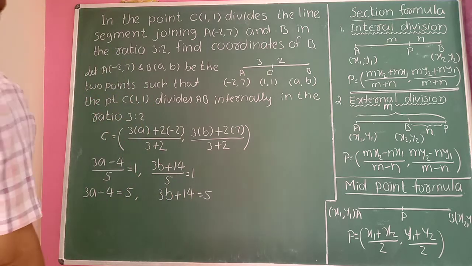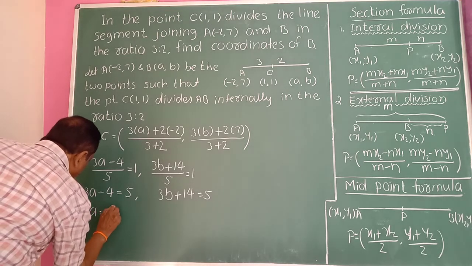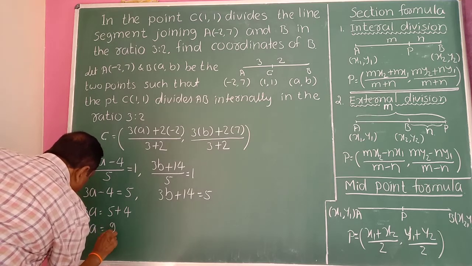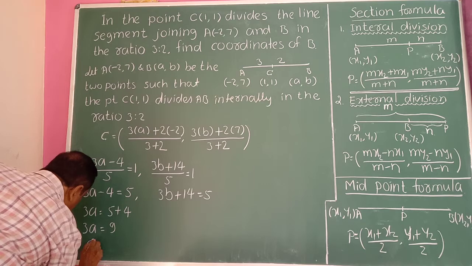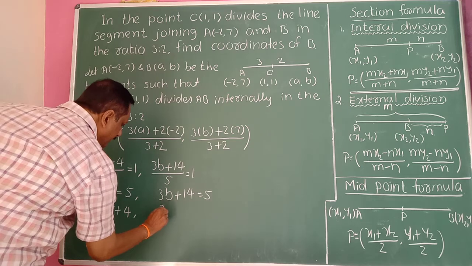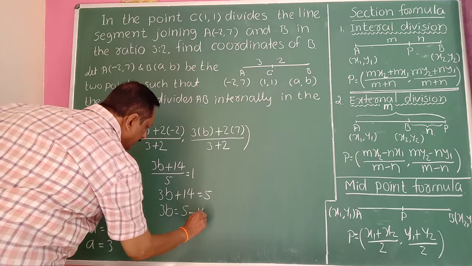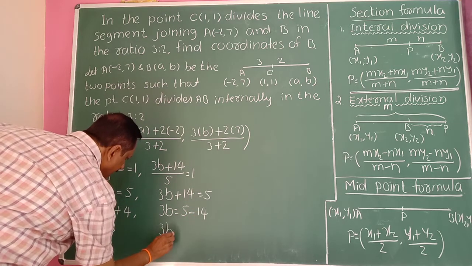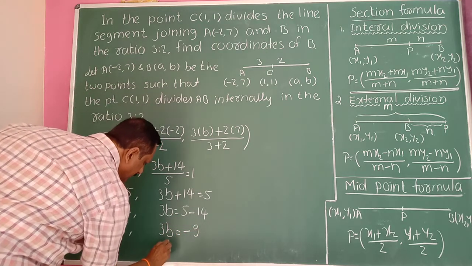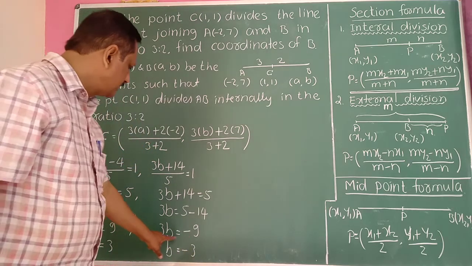Cross multiply. Take minus 4 to the right hand side. So 3a is equal to 5 plus 4. Hence 3a is equal to 9. 9 upon 3 is 3. Therefore, the value of a is 3. And in this case, 3b is equal to 5 minus 14. Hence, 3b is equal to 5 minus 14, which is minus 9. Hence, b is equal to minus 3. 3 ones are, these cancel here.